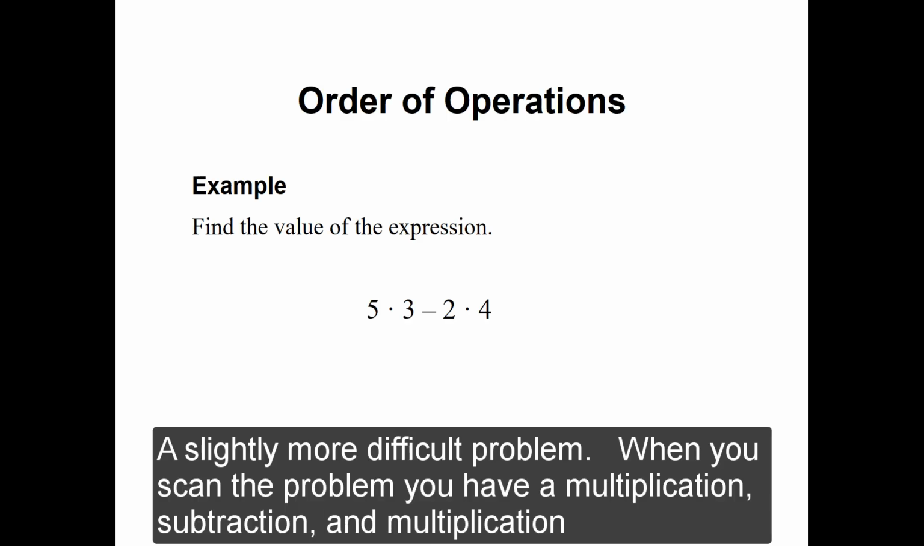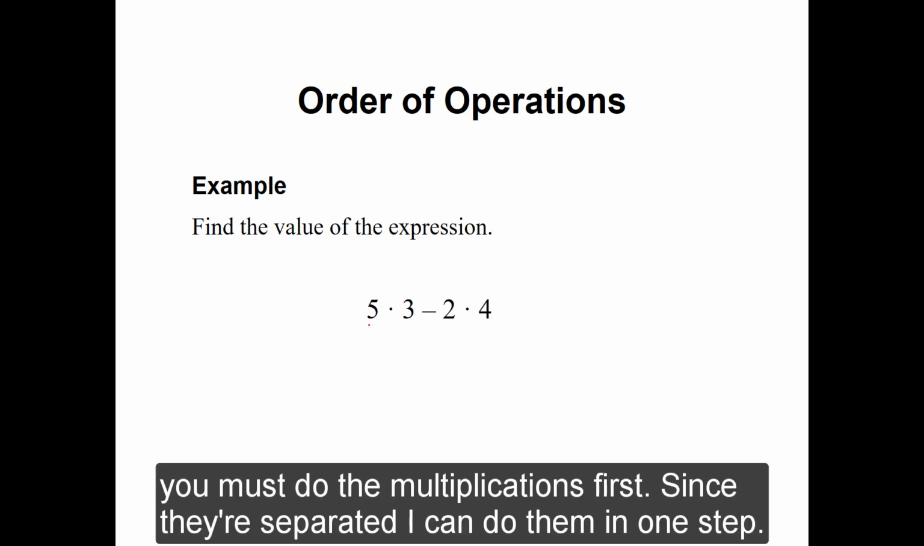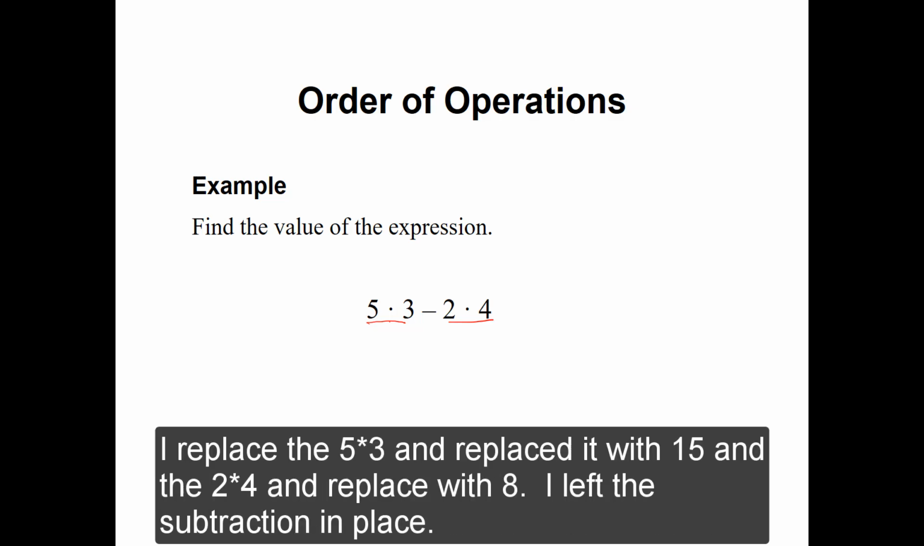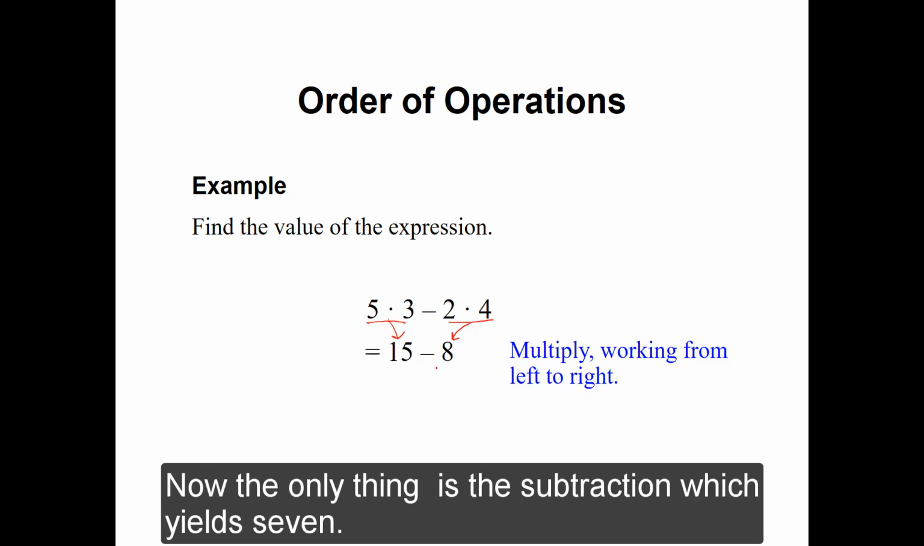Okay, slightly more difficult, but not really. So when you scan this, you have a multiplication, subtraction, multiplication. So I want to do these multiplications first. Since they're separated, I can go ahead and do them in one step. And so I'll do that, and notice that I did the 5 times 3, replaced it with the 15, the 2 times 4, replaced it with the 8, but I left the subtraction in place. And now the only thing left is a subtraction, which yields 7.